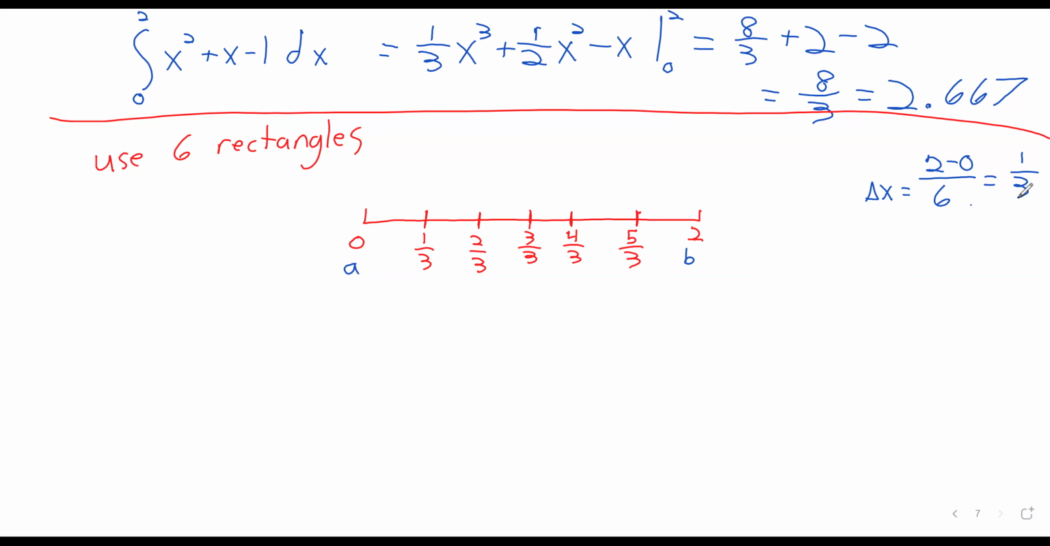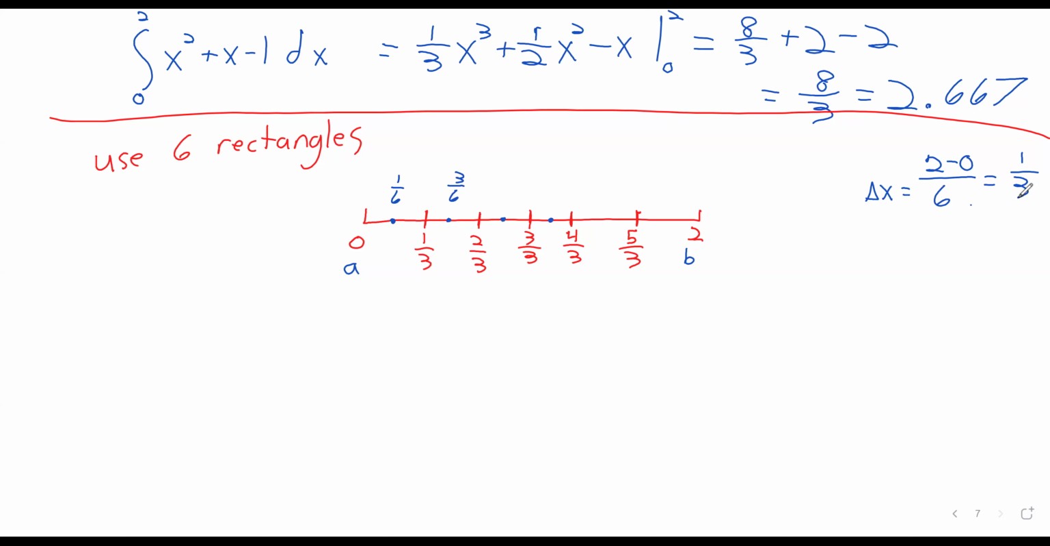So that's going to be 1/6. It's again, the midpoints, you can think of them formally as an average. So the average of 0 and 1/3 is 1/6. The average of 1/3 and 2/3 is 3/6.